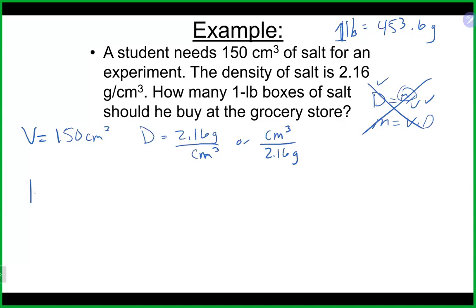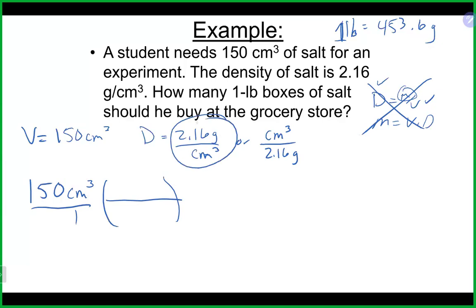I could start with my 150 cubic centimeters, which I know I don't want because I want to end up with a mass, or grams, basically. And that's what I want to get rid of. So again, just thinking about dimensional analysis this way, cubic centimeters are on top, so I could just use it like that. Put it in the opposite location.